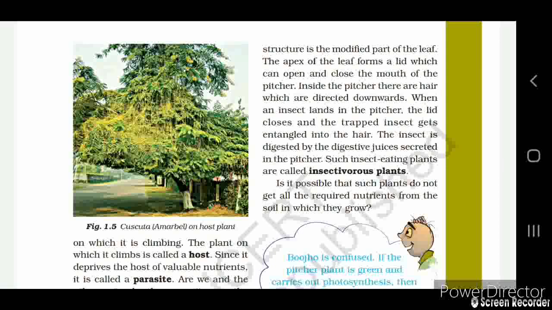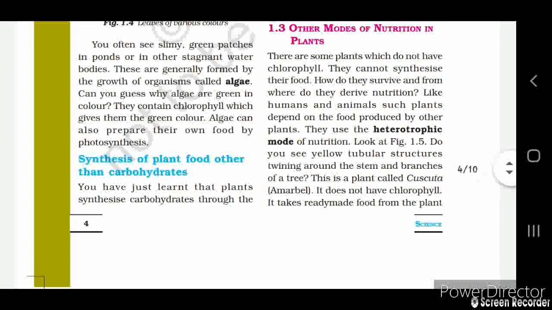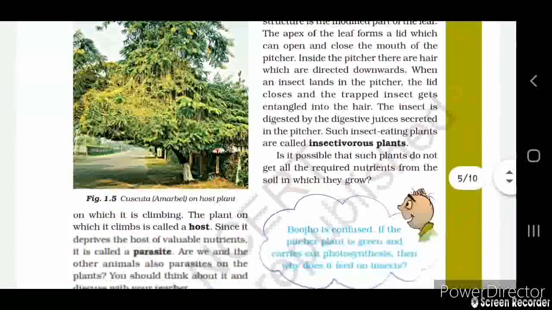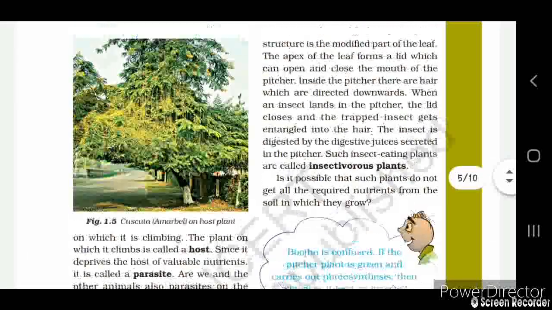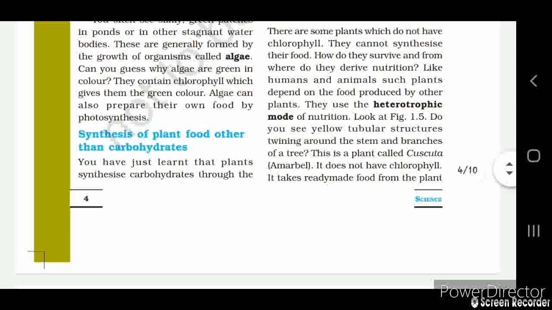that is, an umbrella-like plant on a host plant. As you can see in that picture, do you see the yellow tubular structure twining around the stem? Around the stem you can see a yellow tubular structure, and branches of the tree. This plant is called Cuscuta. Its name is Cuscuta. It does not have chlorophyll.